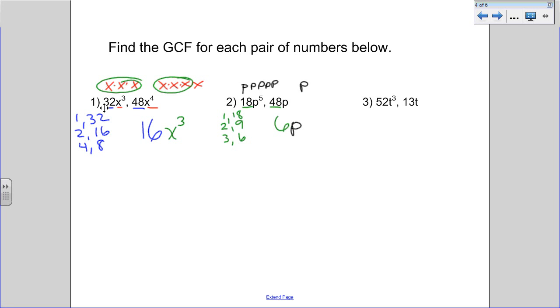But 8 doesn't divide into 18. So that's why I always start with this in the factors of 18. Because if I start with a larger number, sometimes I find that it divides into its own.